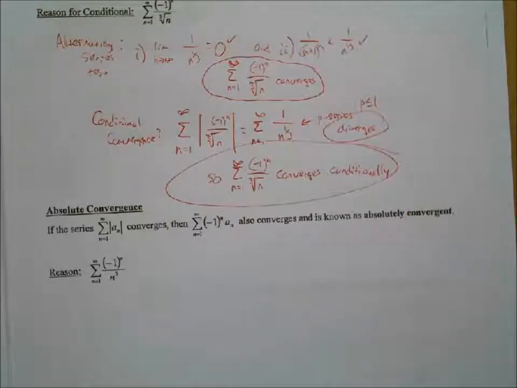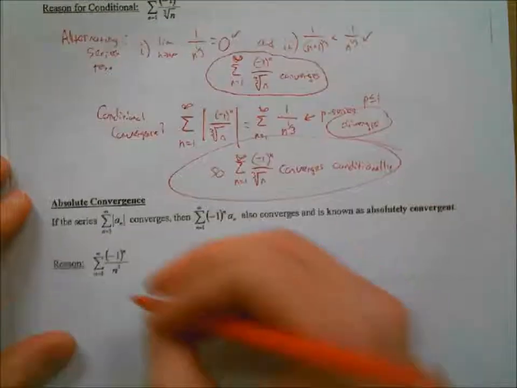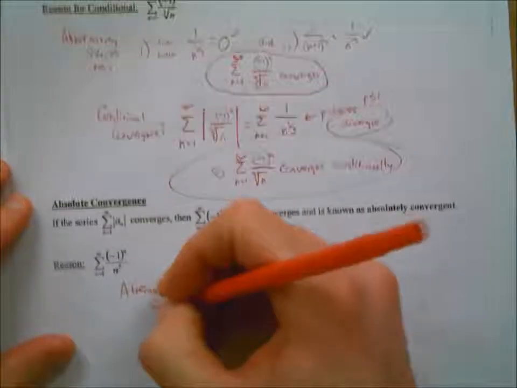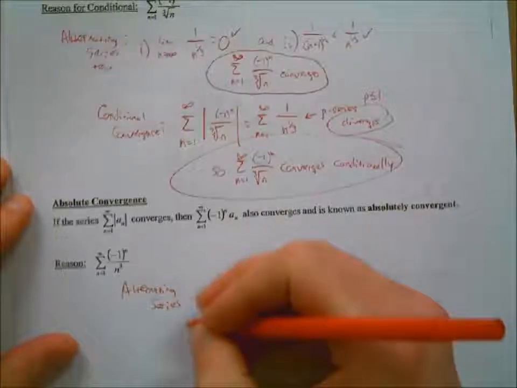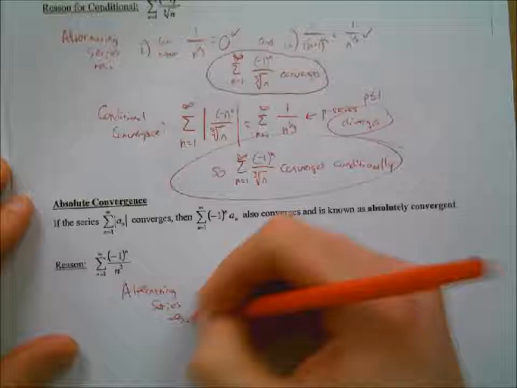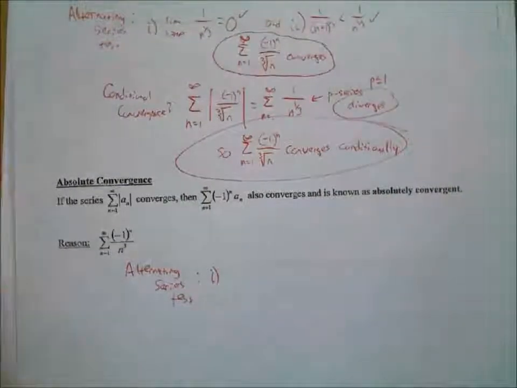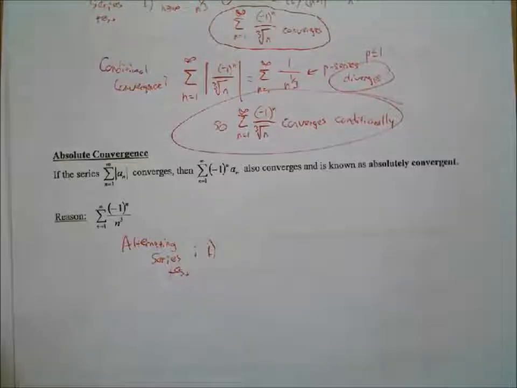Okay, let's look at absolute convergence. Same principle here. Go ahead, evaluate the alternating series. Take like 2 seconds there, figure that out.